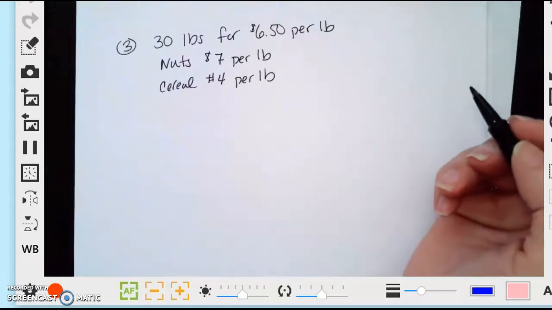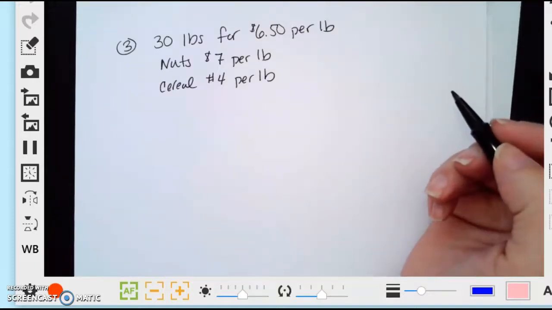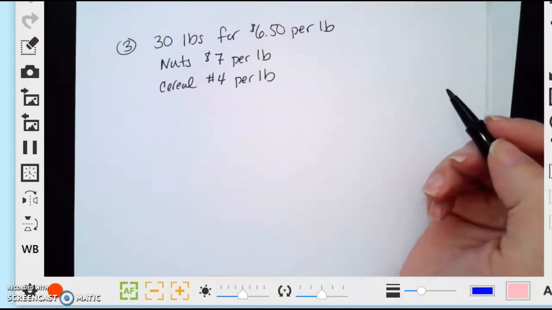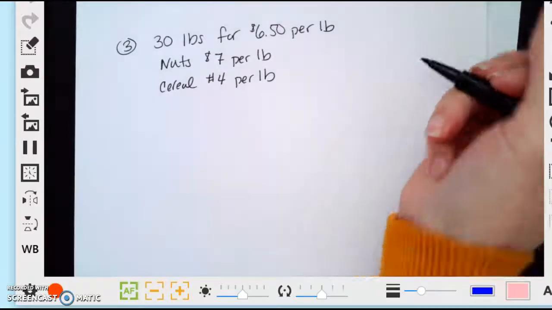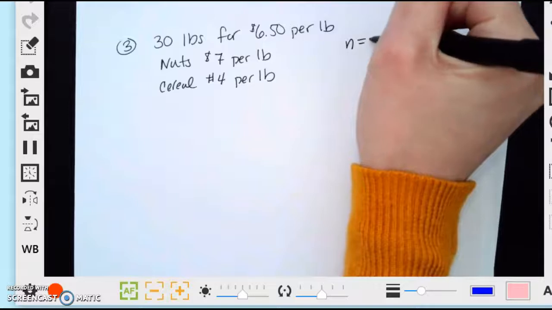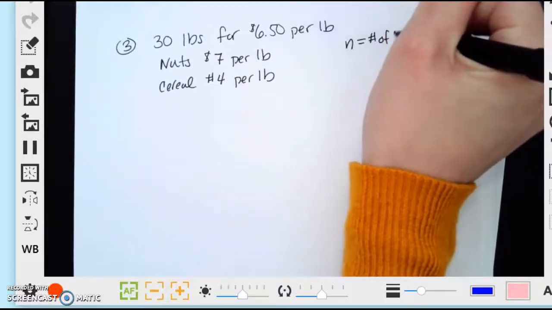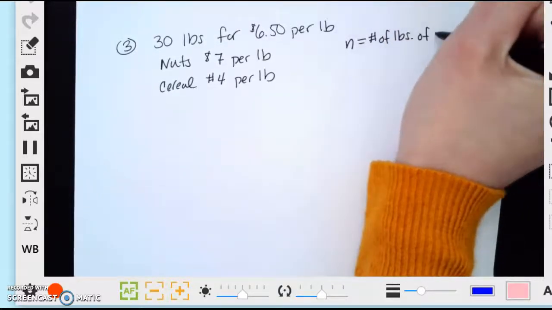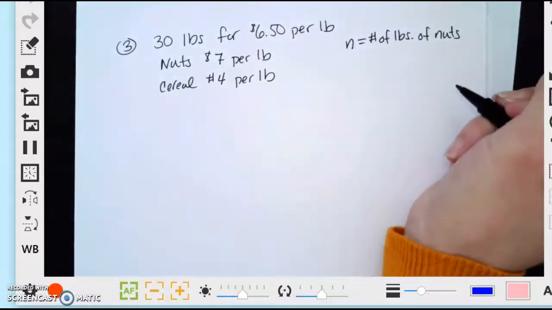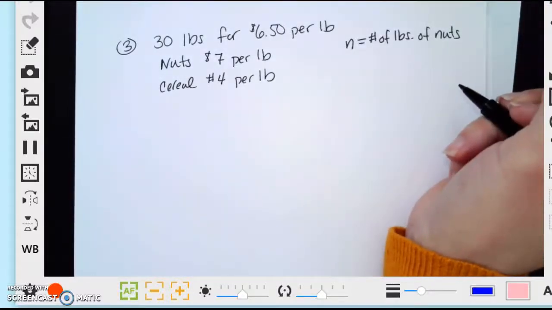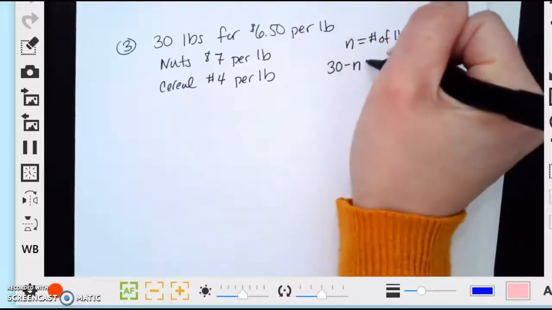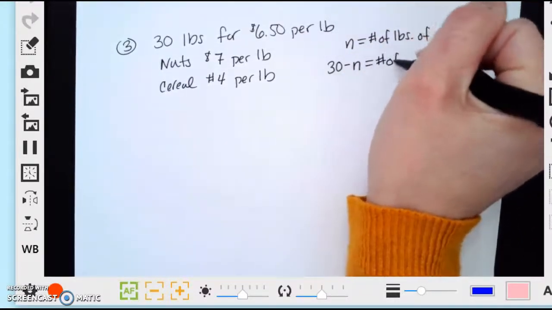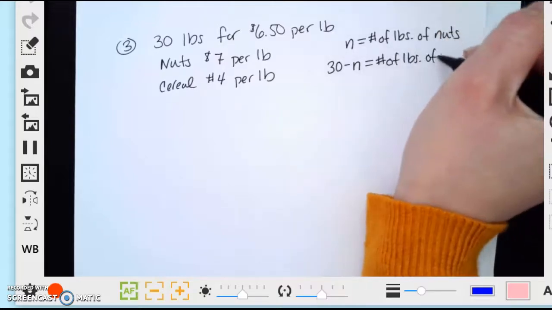So here we're going to start with one of the items, either nuts or cereal, and let that be the first unknown. So I'm going to start with nuts, and I'll let n equal the number of pounds of nuts. And then since we want 30 pounds in total, the amount of cereal will be whatever is left over to make up that 30 pounds. So 30 minus n equals the number of pounds of cereal.